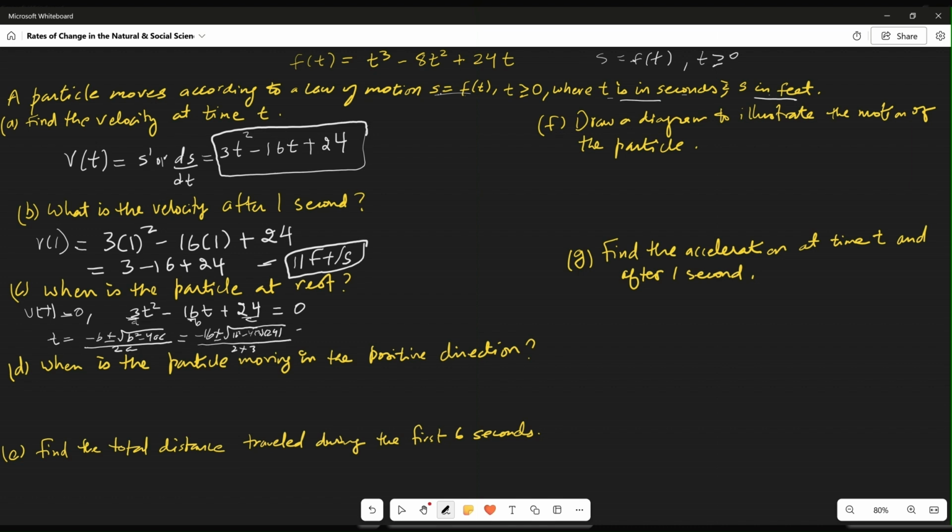So you will end up with this, negative 16. You can use a calculator here. Plus or minus the square root of negative 32, divided by 6. Since the square root of negative 32 is not a real number, there are no real values of t that make the velocity 0. Therefore, the particle is never at rest.